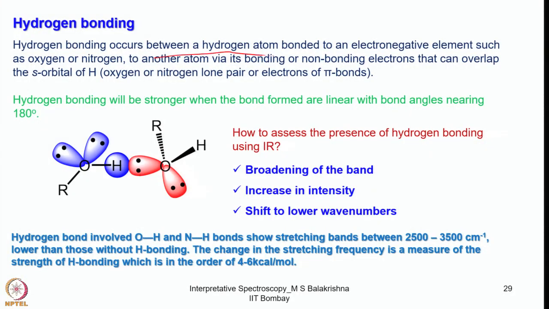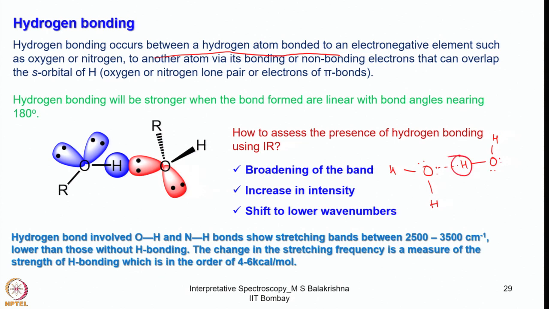Hydrogen bonding occurs between a hydrogen atom bonded to an electronegative element such as oxygen or nitrogen and another atom via its bonding or non-bonding electrons that can overlap the s orbital of hydrogen, such as oxygen or nitrogen lone pairs or pi bonds. That means if you consider water, and if you take this, it can interact with another. So this is the typical hydrogen bonding. This can happen between a hydrogen atom attached to an electronegative element and, within the molecule or in neighboring molecules, another electronegative atom, so they can nicely overlap through this 1s orbital.